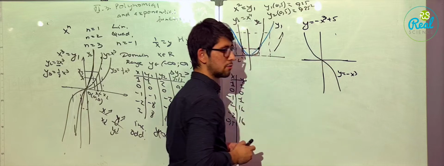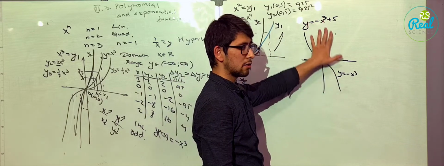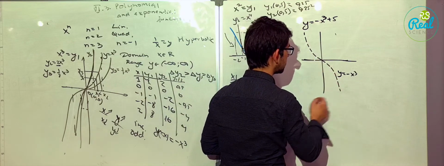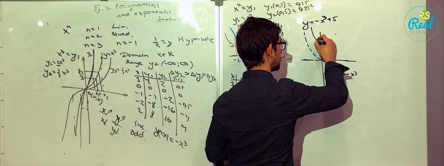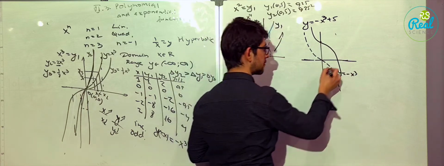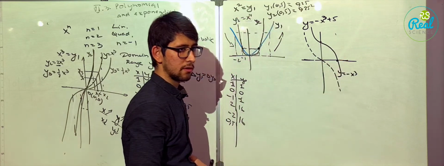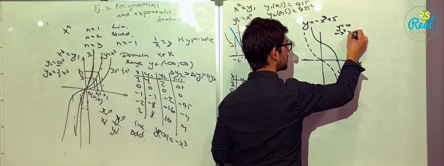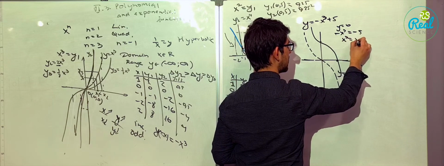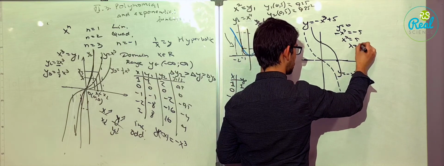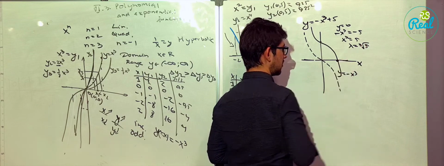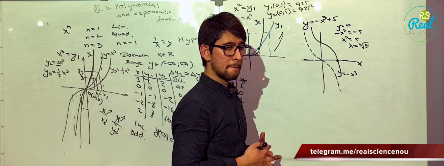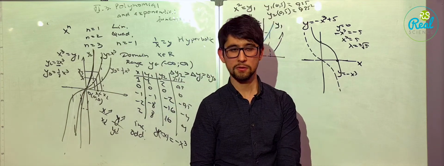What if you add 5 to all of the values of y? It will go 5 steps up, right? And it will be something like this one. Where will it cut your OX axis? It cuts the OX axis when your y equals 0. Minus x cubed plus 5 equals 0, so x cubed equals 5, and your x equals the cubic root of 5. So can you give me an approximate value of the cubic root of 5? Which number, if cubed, will reach 5?